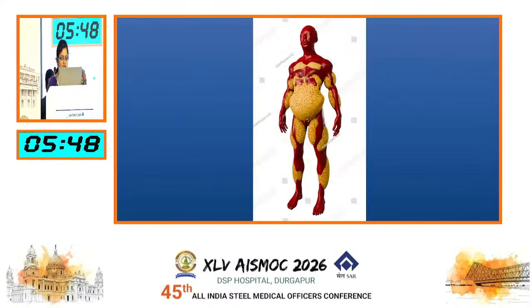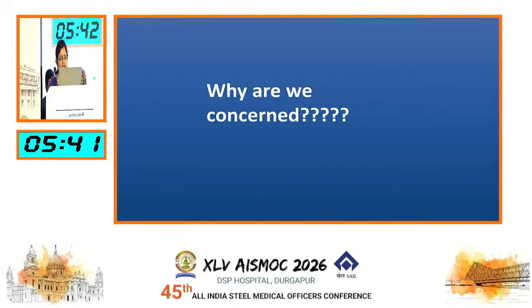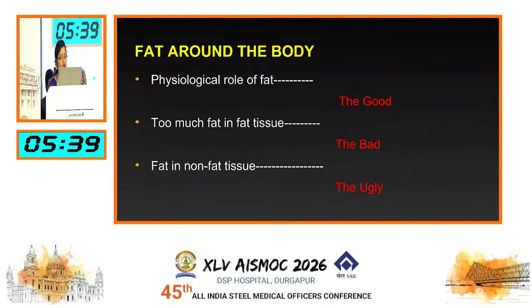Ectopic means other than adipose tissue, fat is getting deposited in different parts of the body. Why are we concerned? Because fat around the body, the role of fat is good, but too much fat in fat tissue is bad, and fat in non-fat tissue is ugly.